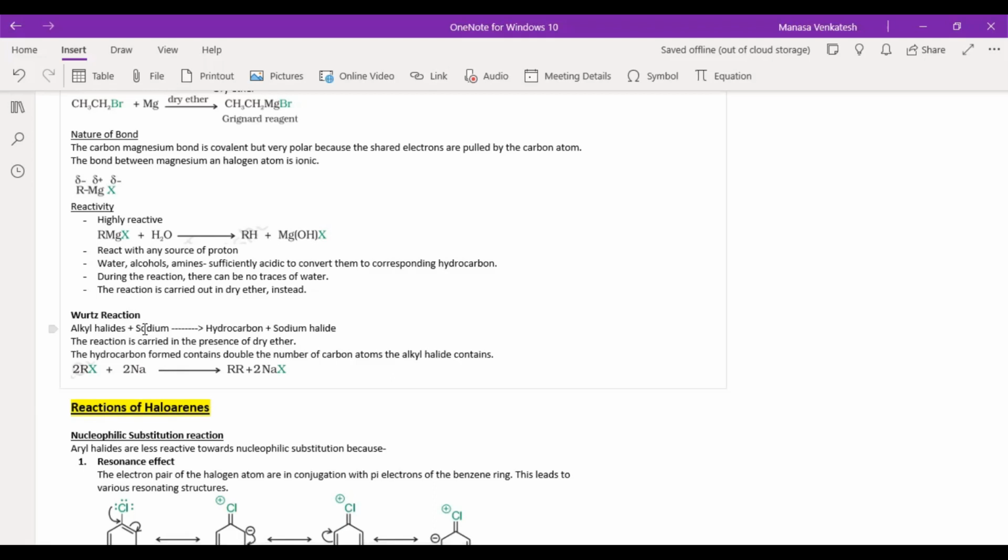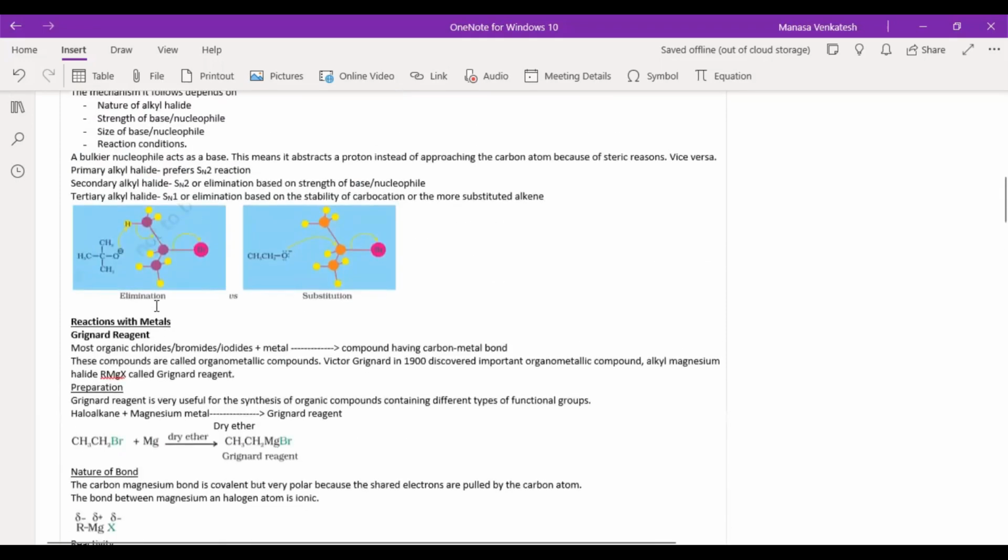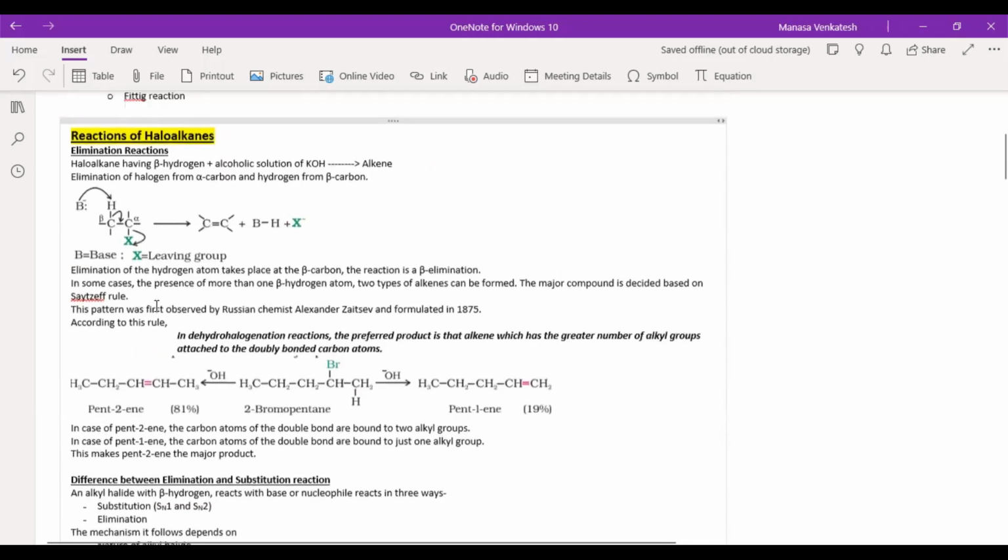So what happens is the hydrocarbon is formed. Here you have RX plus XR, and you have the formation of an R-R bond plus NaX. So this is done in the presence of dry ether. With that, we're done with the reactions of haloalkanes.